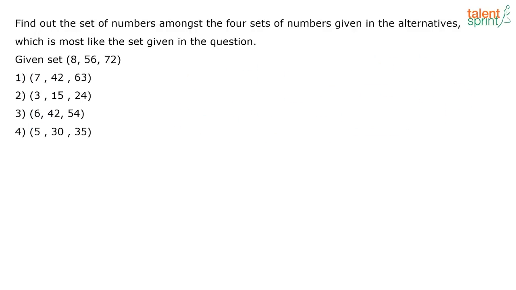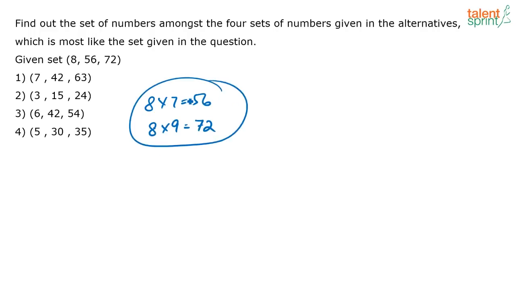Okay. Next one. Find out the set of numbers amongst the four set of numbers given in the alternative. 8, 56, 72. Again, a very, very easy set, correct? 8 into 7 is 56. 8 into 9 is 72. Similarly, which is the one which will follow the same pattern, into 7 into 9? If you look, 7 into 6 is 42 and 7 into 9. No, I need 7 into 9, right?